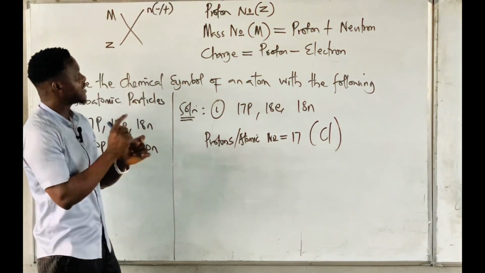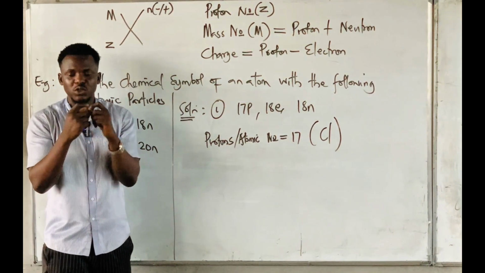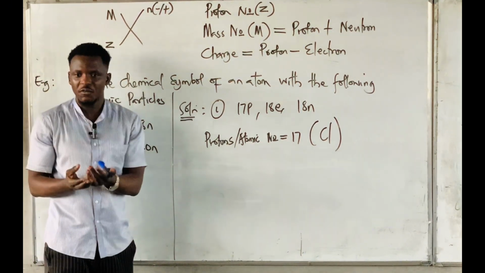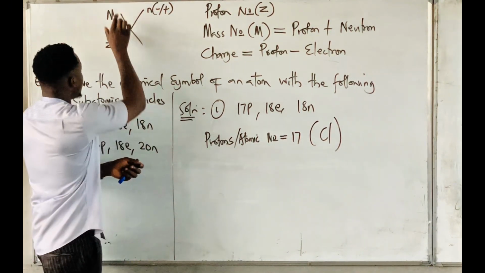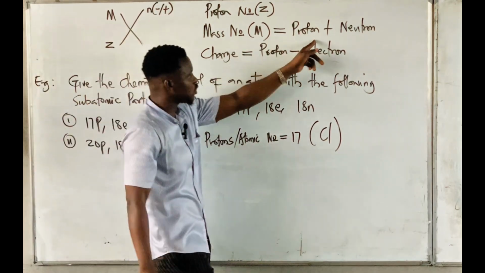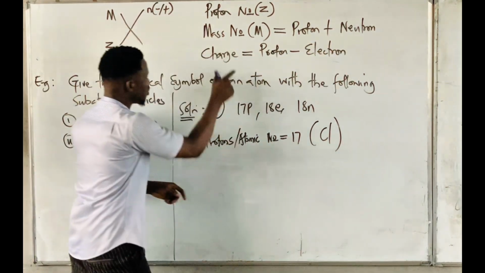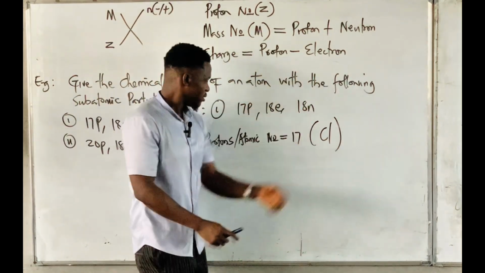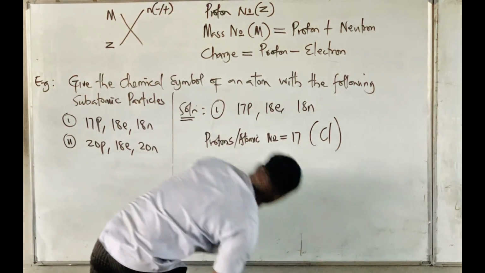All right. So the three things we should solve for to be able to get our chemical symbol is proton number, which we don't have to solve for. They will give it to us directly. Mass number, we have to solve for it using proton plus neutron. And of course, the charge, which is going to be proton minus electron. All right. So let's come back here.